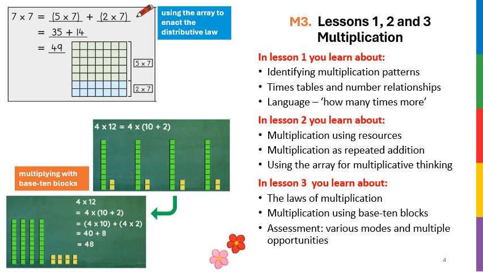4 times 10, that is an easy one to work out because, as I said, 10 is a friendly number. Children easily learn multiplying 1, 2, 3, 4 by 10, okay? And then 4 times 2 is again another easy known fact. So when they know that 4 times 10 is 40 and 4 times 2 is 8, they simply have to add the 2 to get the final answer.